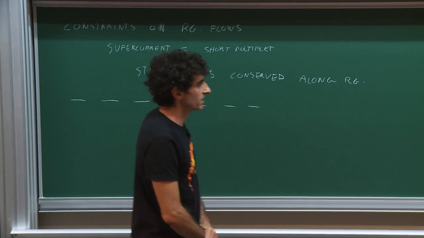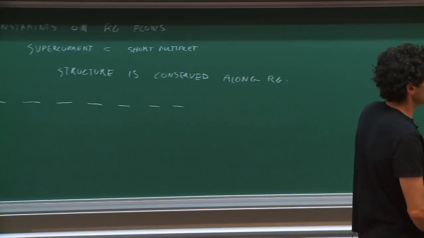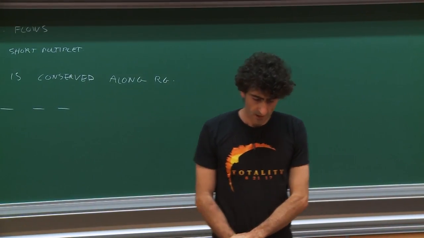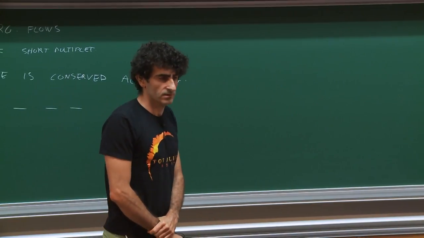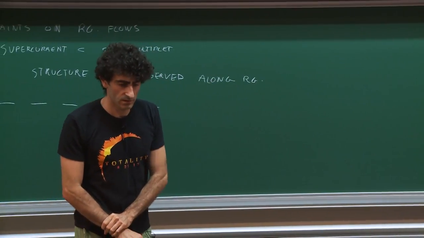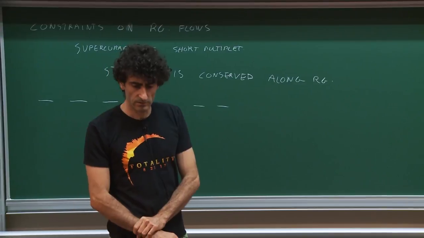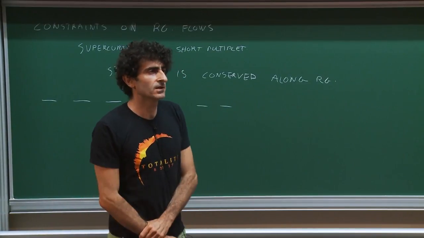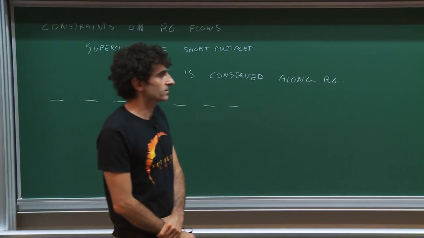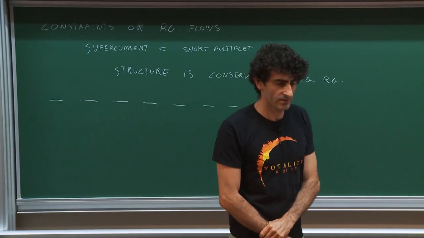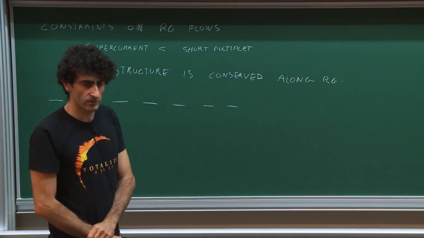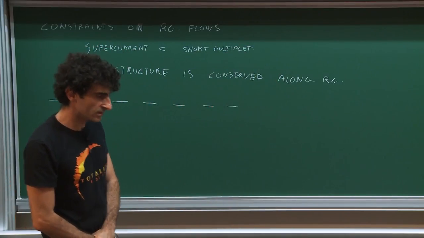For instance, if you start with a theory which has a Ferrara-Zumino supercurrent, then you know that it will not develop FI terms for U1. So in the IR, there could be some emergent U1, and then you could say, oh, maybe this emergent U1 will have FI terms. But that cannot happen, because then the theory will lose its FZ multiplet.